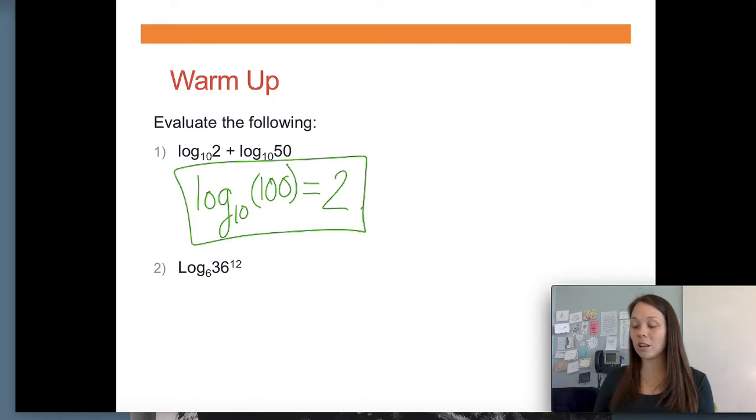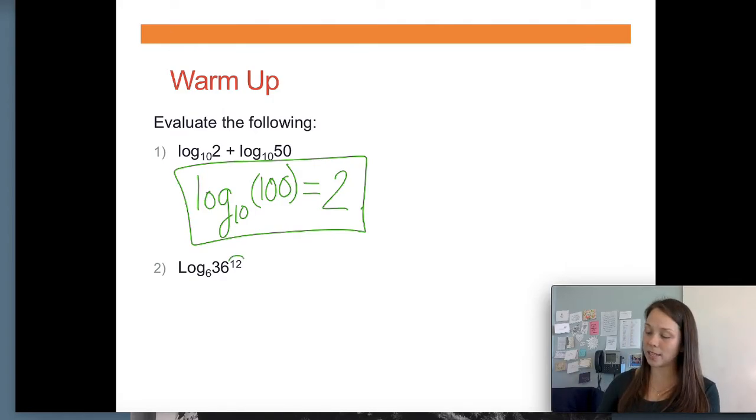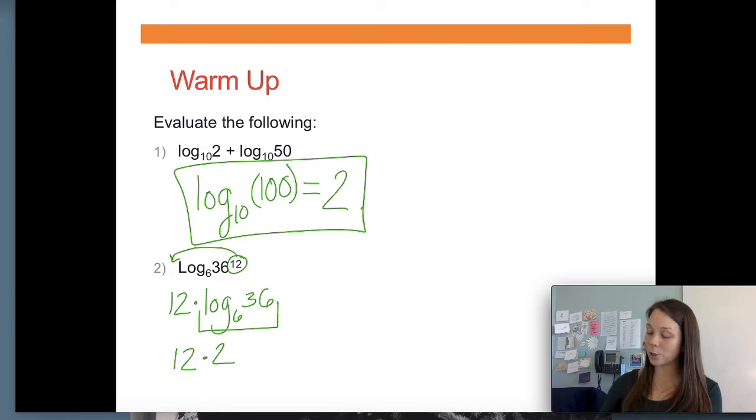Looking at the next one, log base 6 of 36 to the power of 12. We begin evaluating this by taking that exponent of 12 and bringing it to the front and multiplying it by the log base 6 of 36. Then we evaluate log base 6 of 36, which is 2. We multiply that 2 by the 12 to give us the final answer of 24.